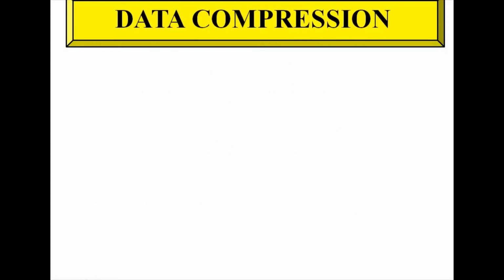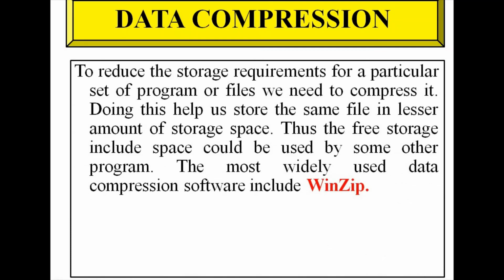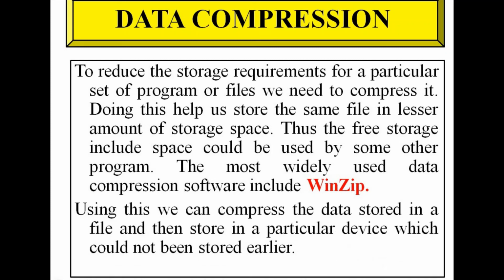Data compression. To reduce the storage requirements for a particular set of programs or files, we need to compress them. Doing this helps us store the same file in a lesser amount of storage space. Thus the free storage space could be used by some other program. The most widely used data compression software includes WinZip. Using this we can compress the data stored in a file and then store it in a particular device where it could not have been stored earlier.